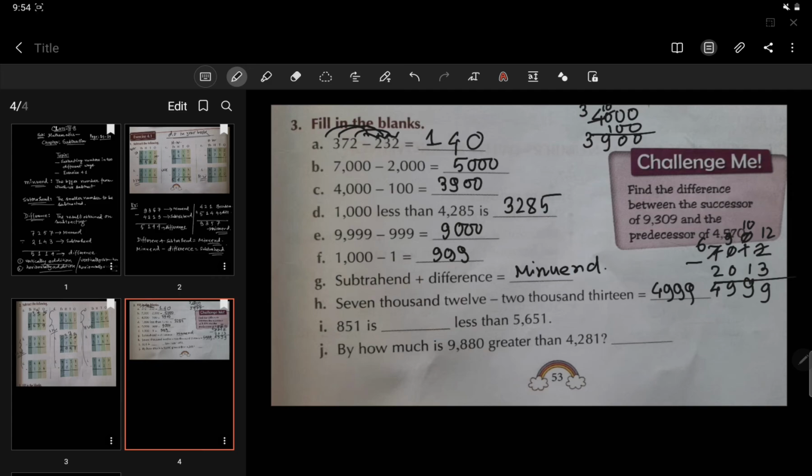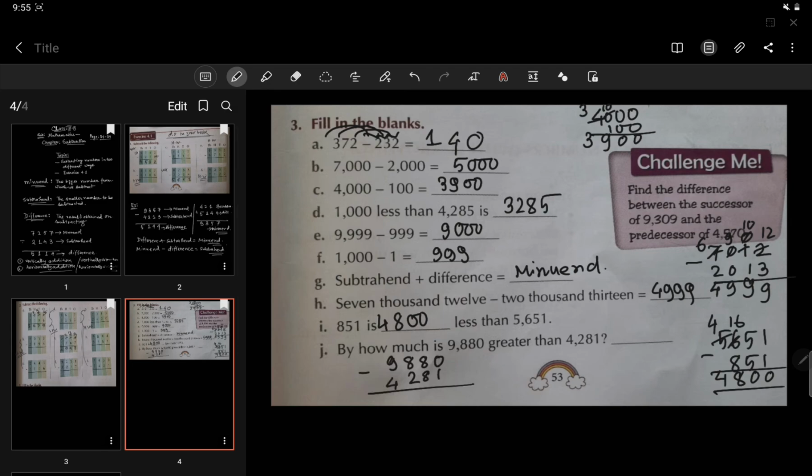Now, 851 is less than 5651. So now simply subtract this. 1 minus 1 is 0, 5 minus 5 is 0. You know the subtrahend is bigger, so you have to write here 16. So 16 minus 8 will be 8, because you already borrowed from the thousands place, it will be 4. So 4800 will be the answer. Okay.